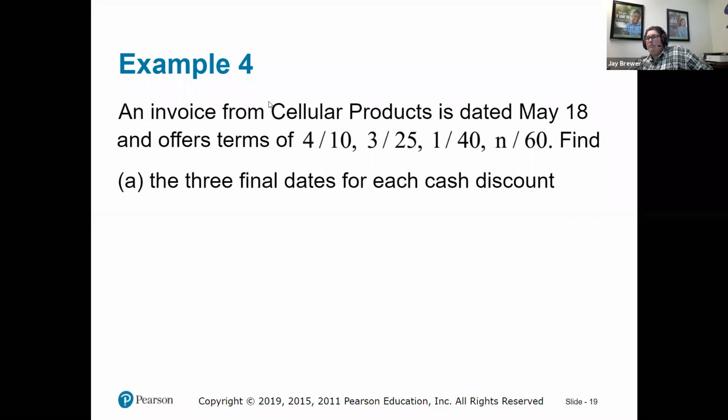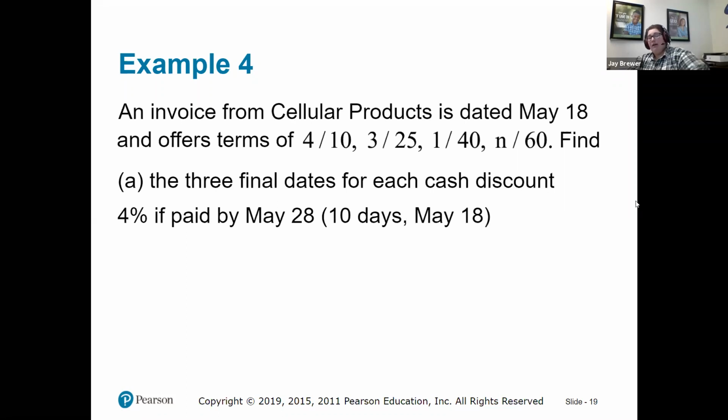Okay. An invoice from Cellular Products is dated May 18th and offers terms 4% in 10 days, 3% within 25 days, 1% within 40, and net within 60. That's because most cell companies give extreme leniency, but that's also because they kind of own you for at least a year, if not two, unless you're smart and you have pay by the month, which is what I do. All right.